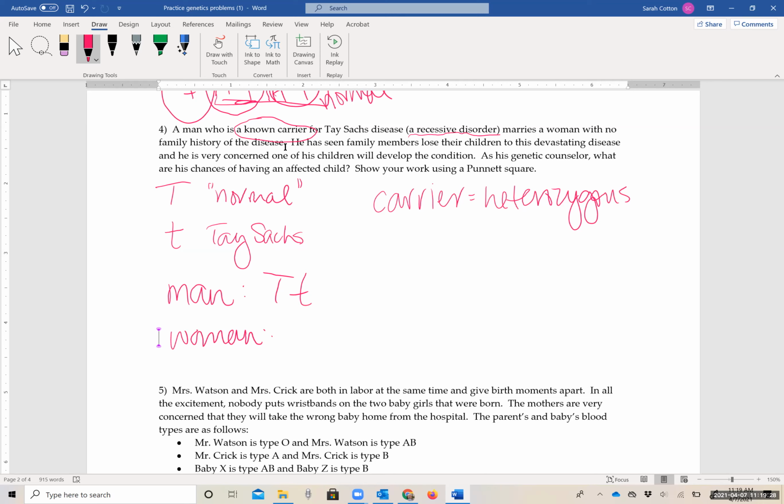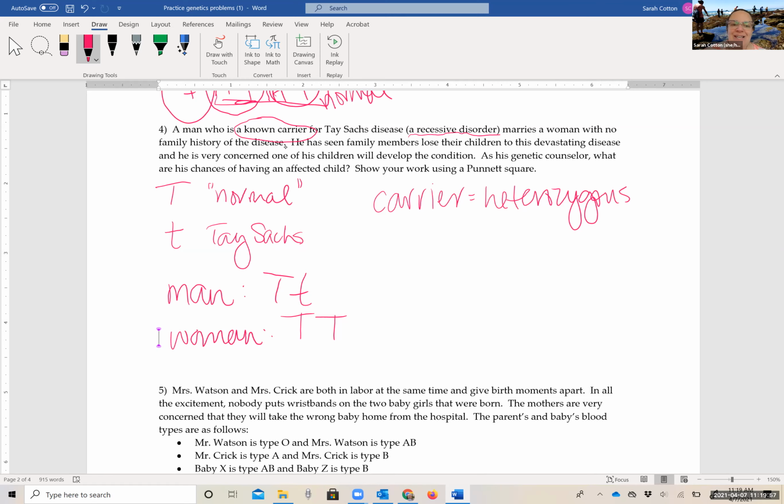She has 2 big T's. Yeah. Right. Okay. Because nobody in her family has it, it's incredibly unlikely that she's a carrier, right? So we're assuming that she's homozygous for the normal situation. Okay. Beautiful, lovely, fantastic. Okay, now we get to his question, right?